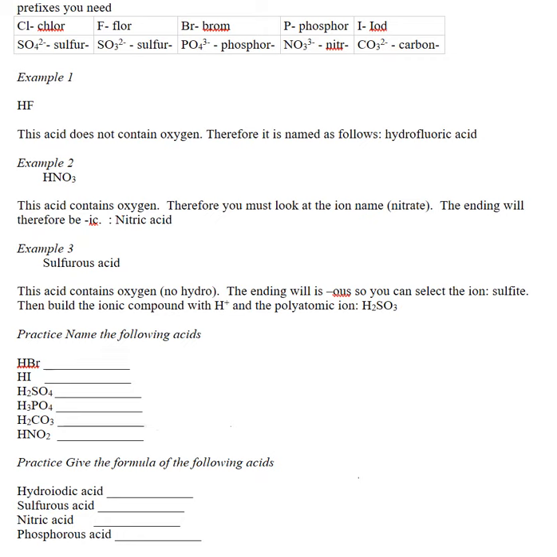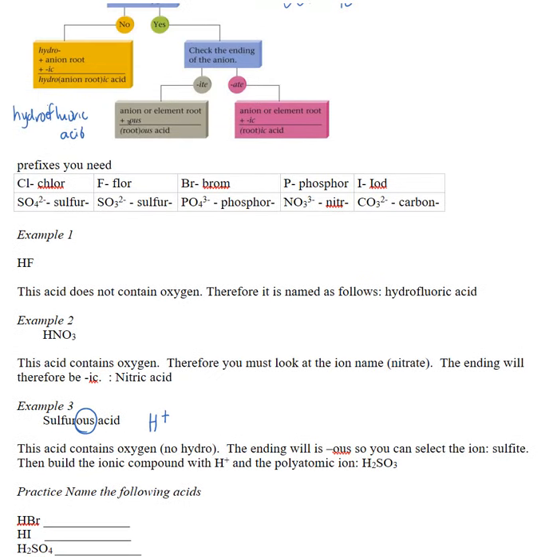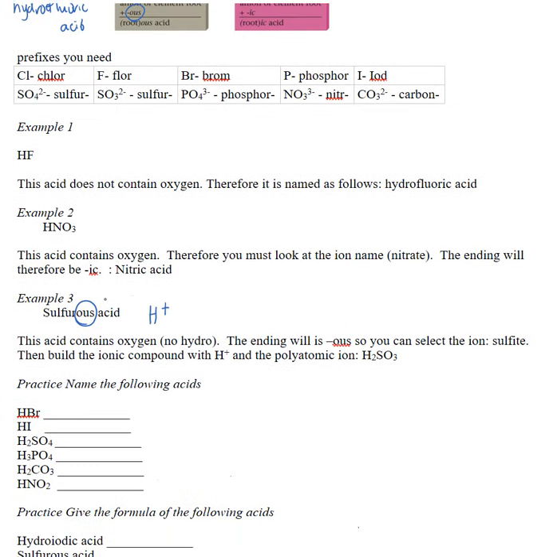And this last one here, building the formula with sulfuric acid. We know because it's an acid, we're going to have H+ involved, so we find the appropriate anion, sulfate or sulfite are the two options. When we have an ending that is OUS, we know that the ending of the polyatomic ion was ite. So the polyatomic ion that we need here is sulfite. Sulfite is SO3 2-. So we cross over, and we have H2SO3.